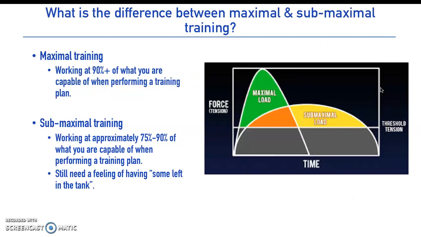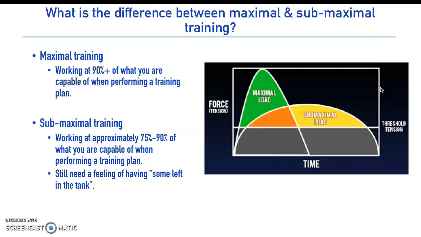Last question for today is, what is the difference between maximal and sub-maximal training? When you're looking at maximal training, normally we're going to look at working at 90+% of what you're capable of when performing a training plan or an exercise. If you're squatting and you're trying to do maximal training, you're looking for that 1 rep max, or you're working within that 90% range of how much weight you can actually lift.